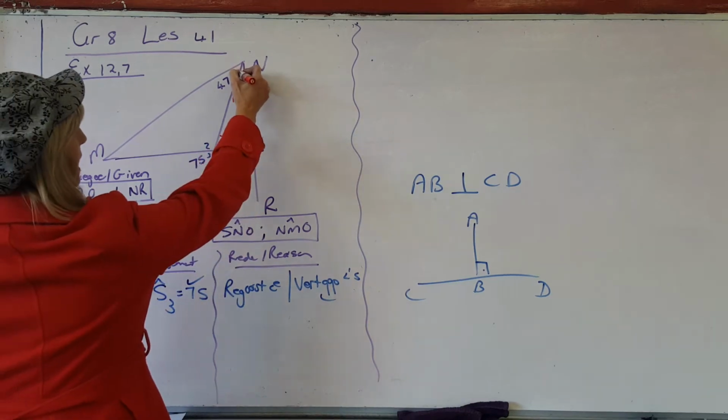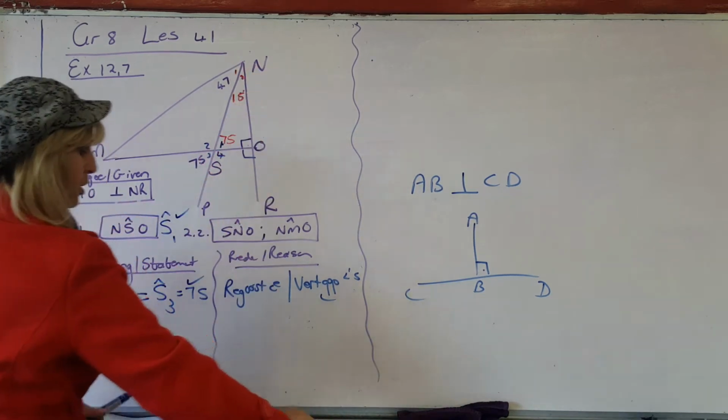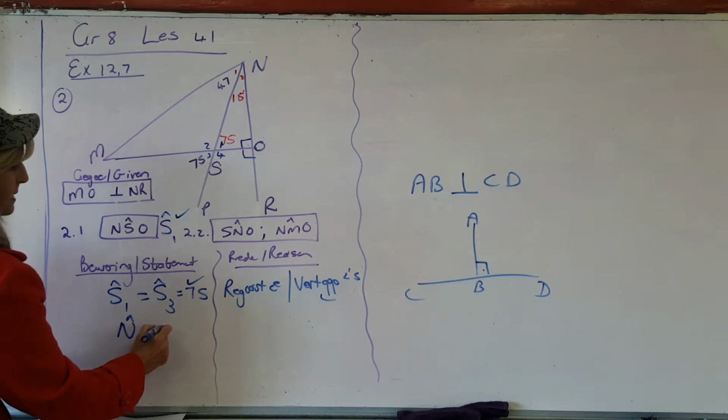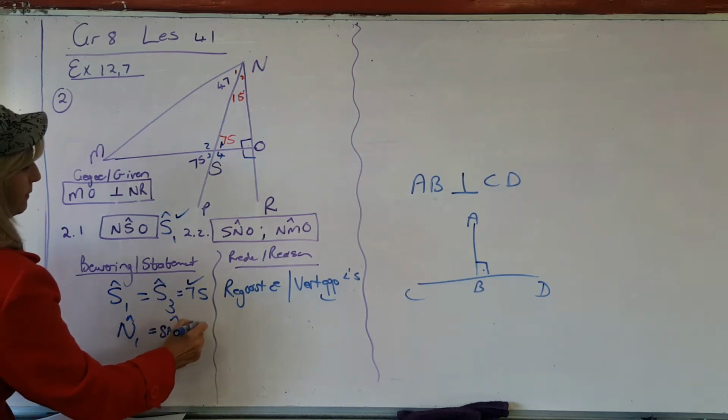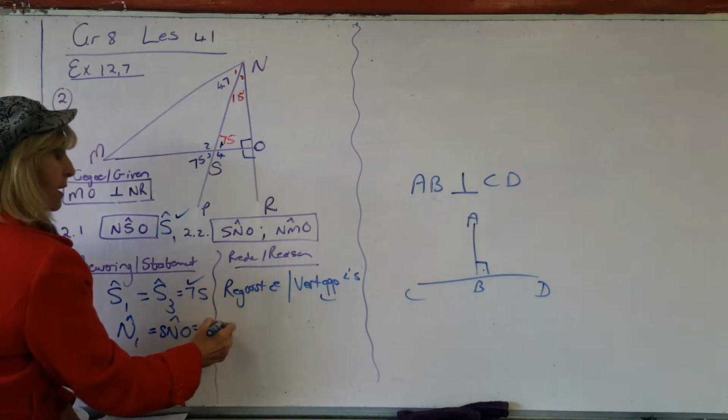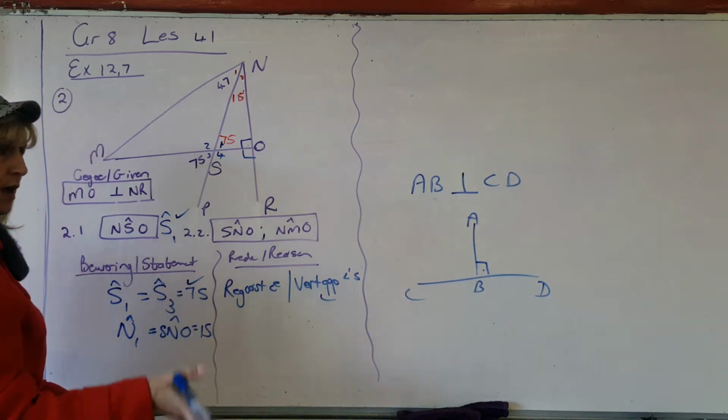Again, if you want to say angle 1, angle 2, then you could say N1, which is SNO, is 15 degrees because som van die binnehoeke van 'n driehoek. Sum of the interior angles of a triangle.